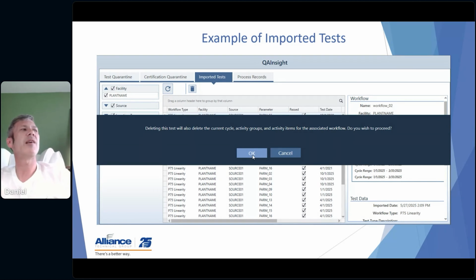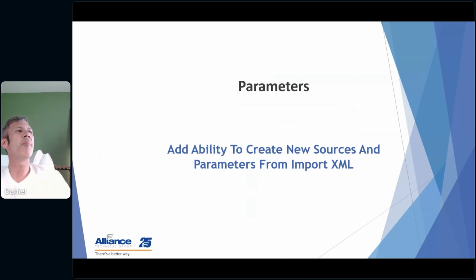So again, here's an example of a user deleting the workflow test, or deleting a cycle, and everything associated with the imported test parameters. So this was a very big win, in my opinion, for everybody. I've already harped on it 100 times. I'm so excited about it.